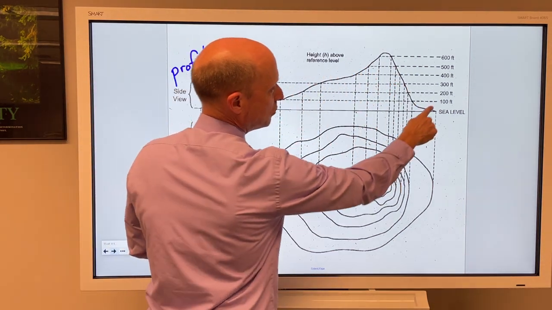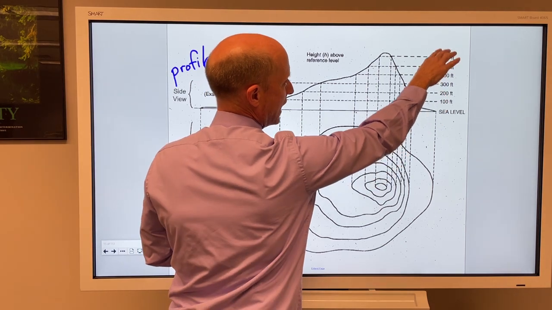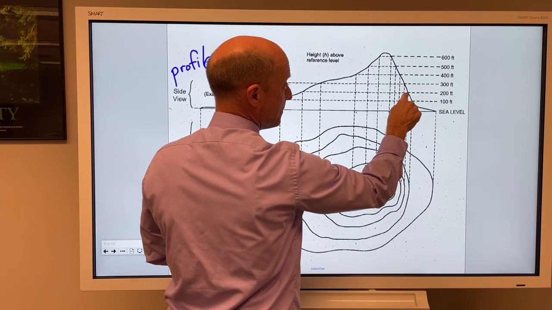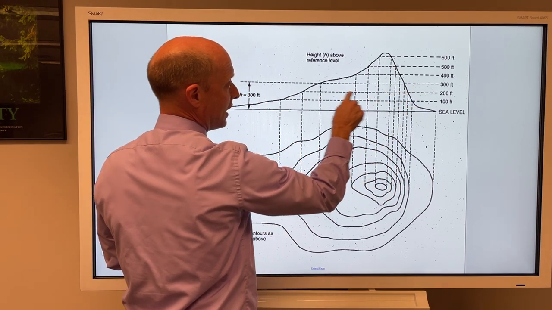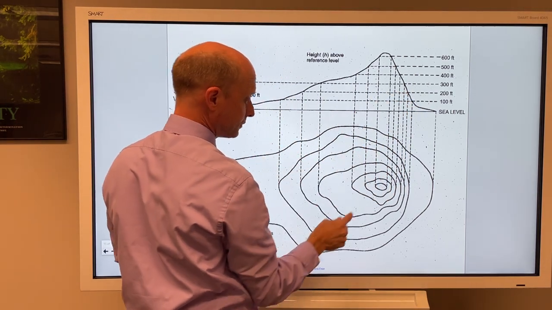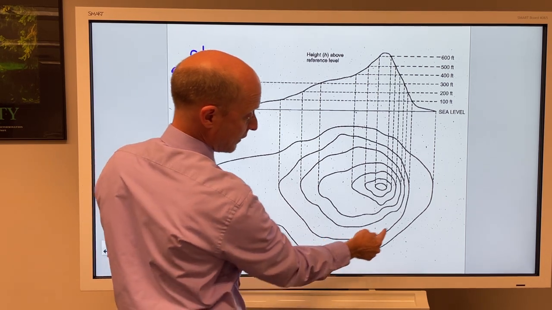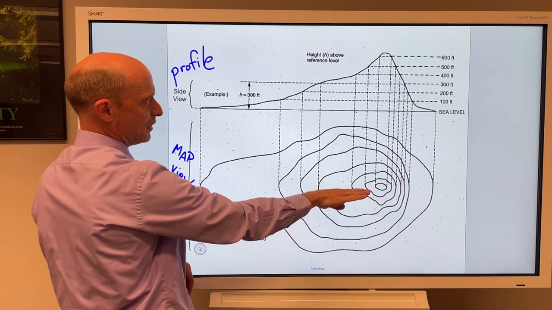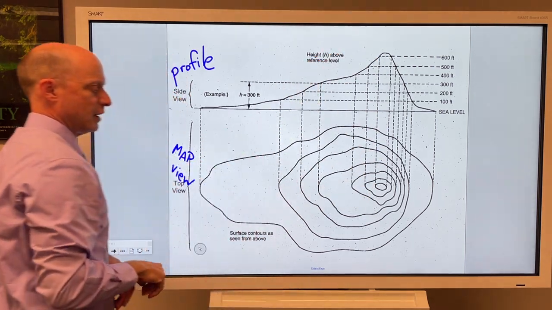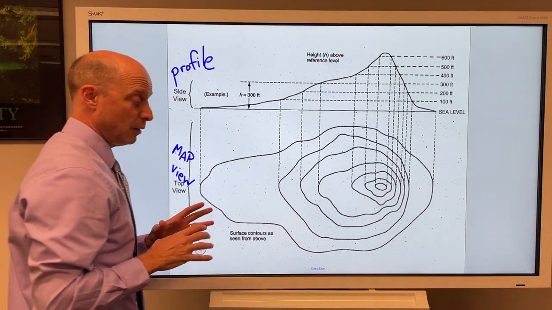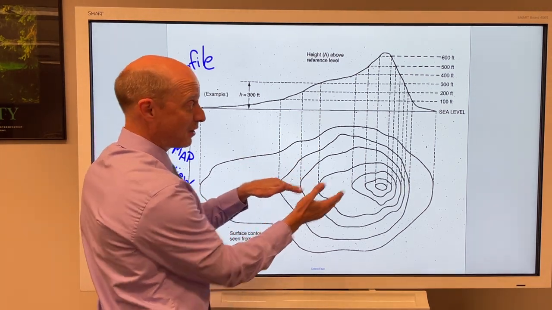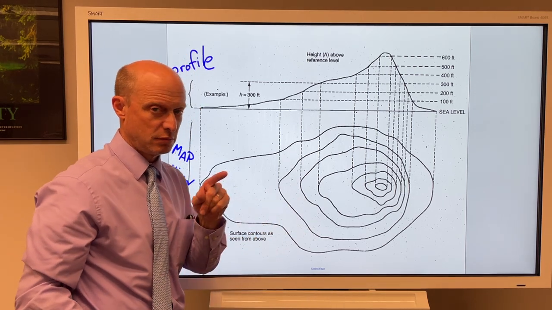So if you drew these lines 100 feet, 200, the contour interval here would be 100 feet. You drew a line where everywhere on the line is 200 feet above sea level. It would look like this line right here. That's what this line is. Okay, so this is the topographic map view, and this is the profile view. We will be taking a map view, and you will be able to use a pencil and scrap paper and draw this, which is cool.